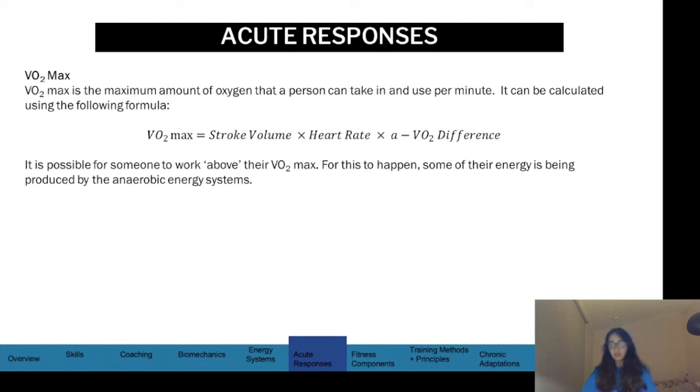This is a formula you guys must know, which is quite annoying because I don't like saying memorize this formula if we never actually use it mathematically. But it's just something that you have to know. So it's possible for someone to actually work above their VO2 max. VO2 max is the maximum amount of oxygen that a person can take in and use per minute. It can be calculated using the following formula: stroke volume times heart rate times AVO2 difference, the arteriovenous oxygen difference, okay? And you can work above your VO2 max, as long as your energy is being produced by the anaerobic systems as well.